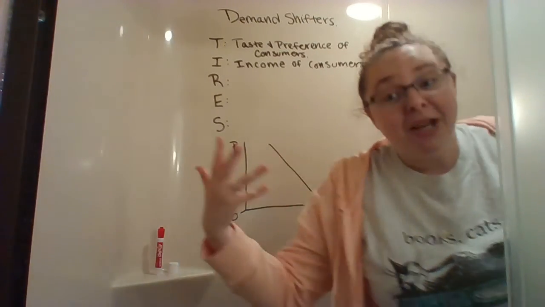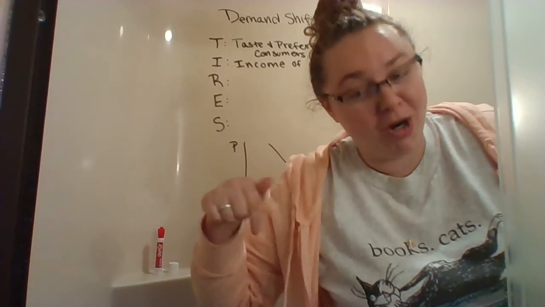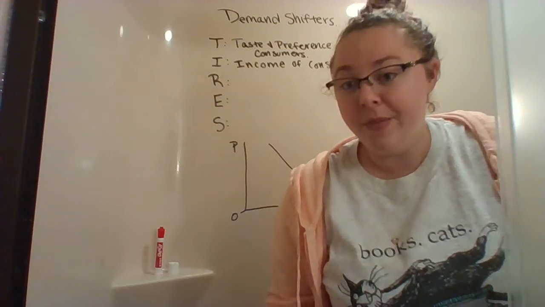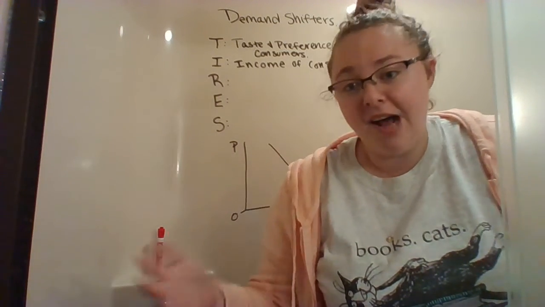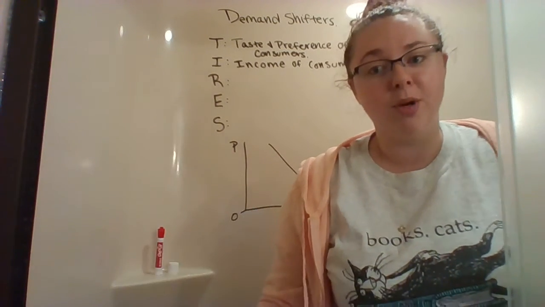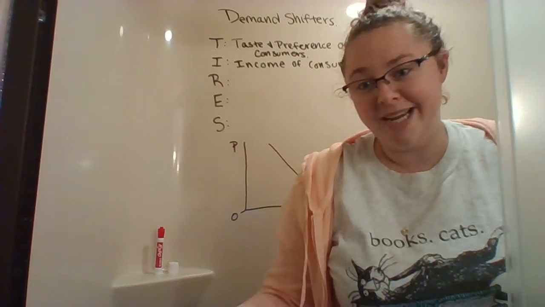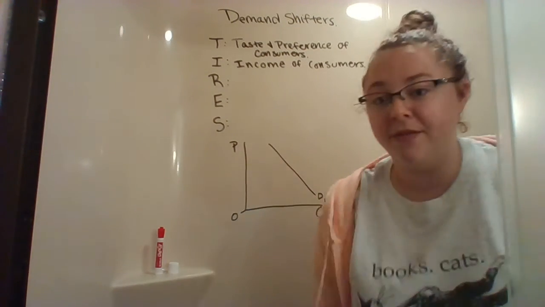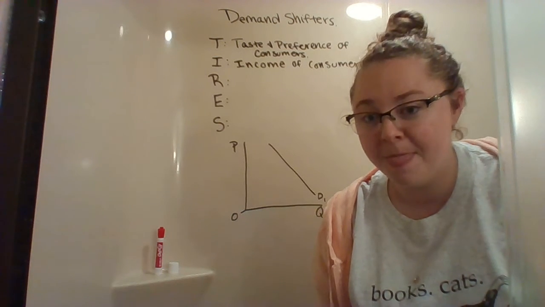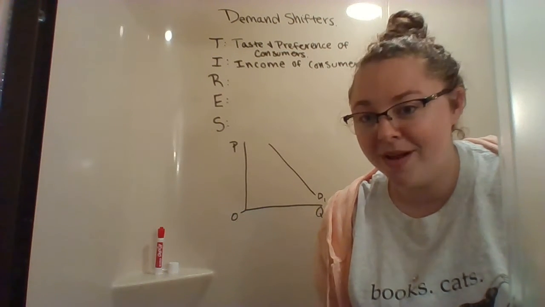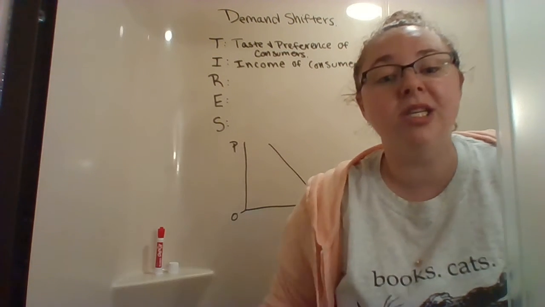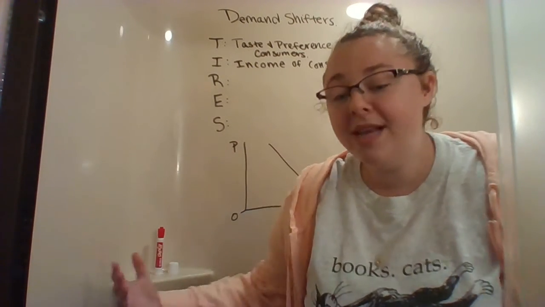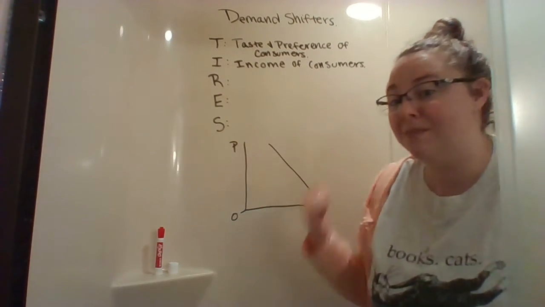Okay. Using current relevant examples, right now a lot of people have lost their jobs or have been laid off or are getting paid less because they're not working due to COVID-19. Okay? That would be a change in income of consumers. So if we're looking at that, people are losing their jobs, people are not making as much money, what is going to naturally happen to the demand line?